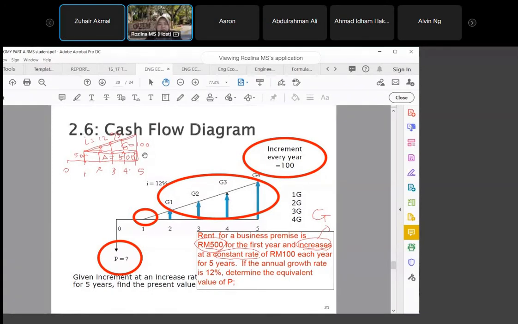Okay, so now the cash flow diagram, if G, so that increase. I just want to highlight about the G. The gradient must start at 2 because at 1 normally they have the A value. A means the value every year. That's why the sentence says 500 for the first year, then increase.